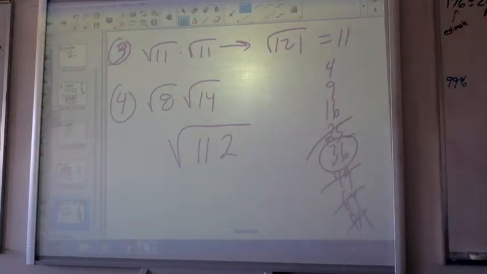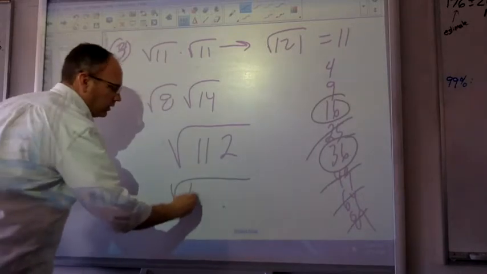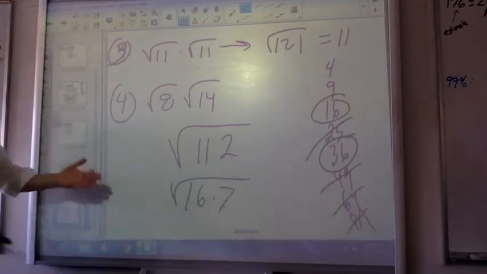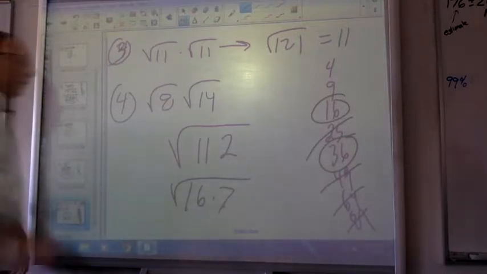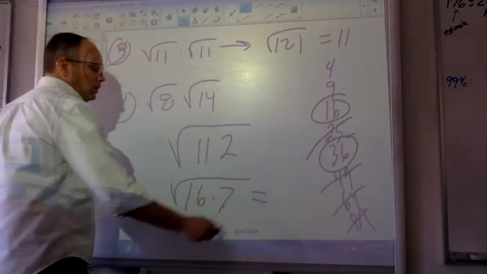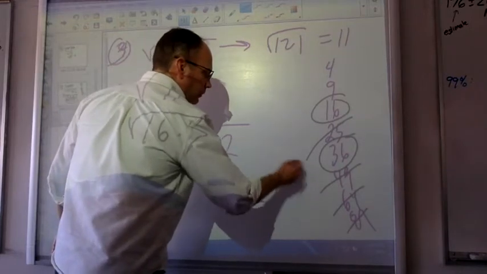112 divided by 16. It goes 7 times? Thank you. So we verified on a calculator, yes? Cool. All right, so now, is one of those a perfect square? Well, yeah, the 16 is. So square root of 16 is 4, so I get 4 square root 7.